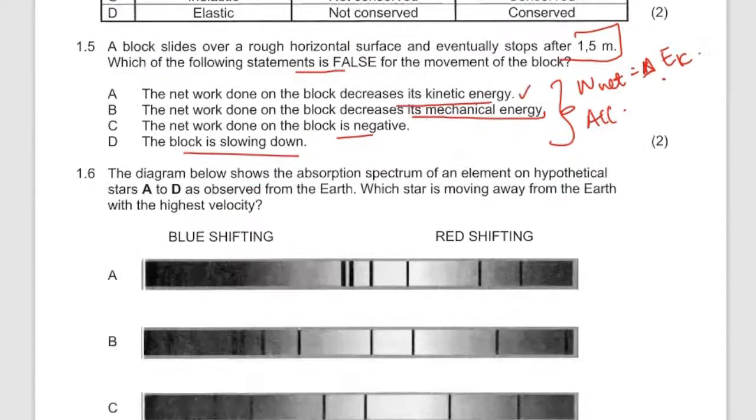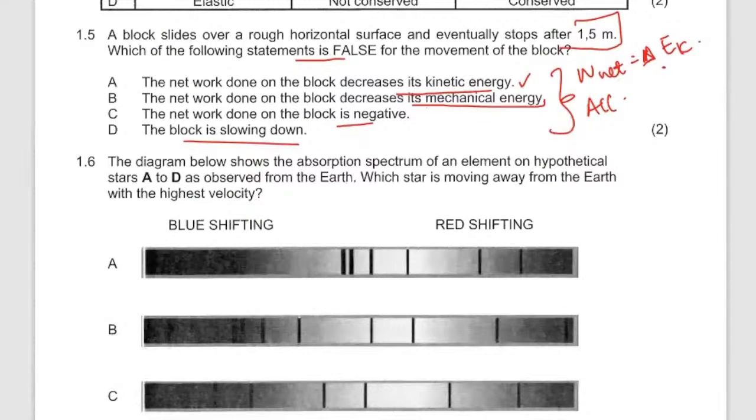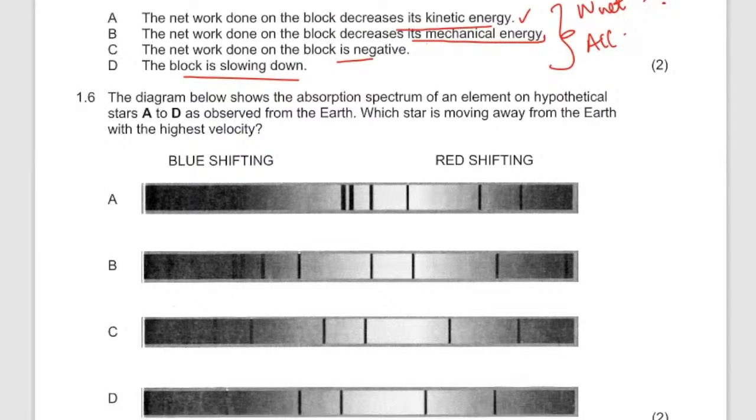1.6. The diagram below shows the absorption spectrum of an element from hypothetical stars A up to B, as observed from the Earth. Which star is moving away from the Earth with the highest velocity? So v is equal to fλ. So if the velocity is high, then we expect the wavelength to also be long.